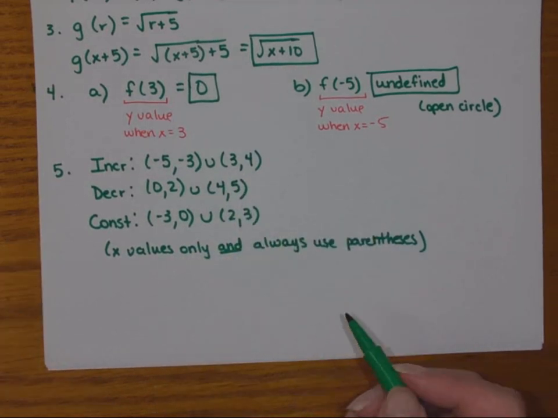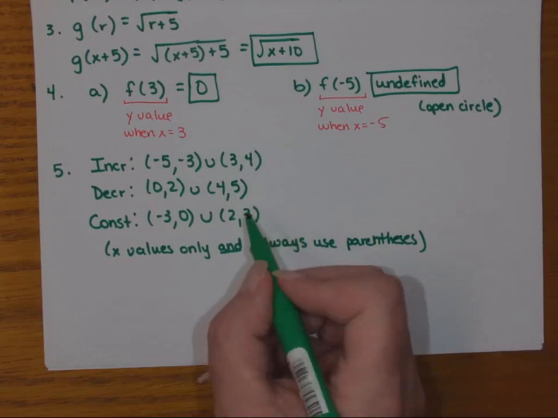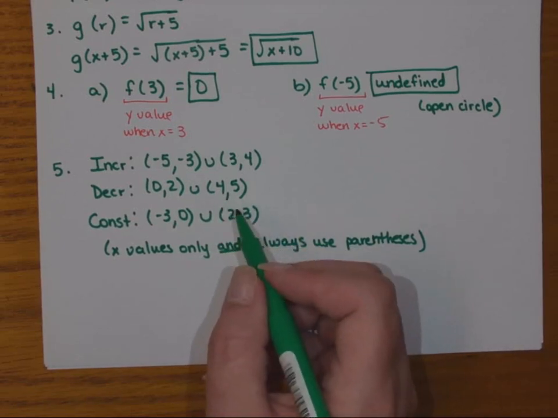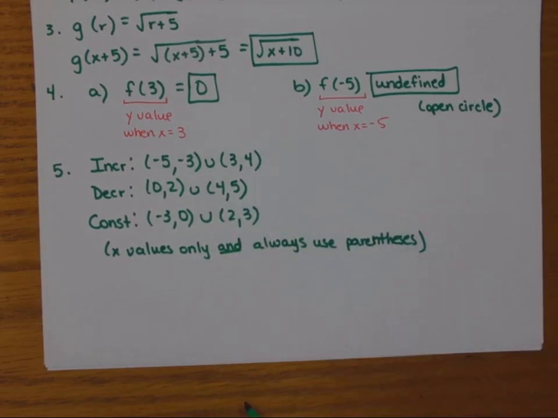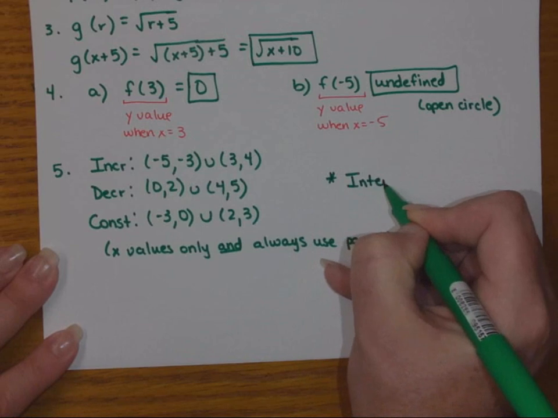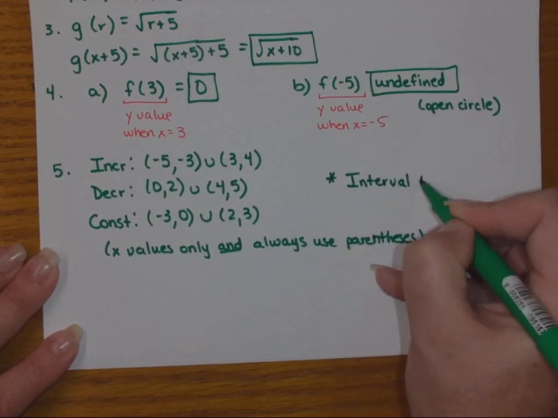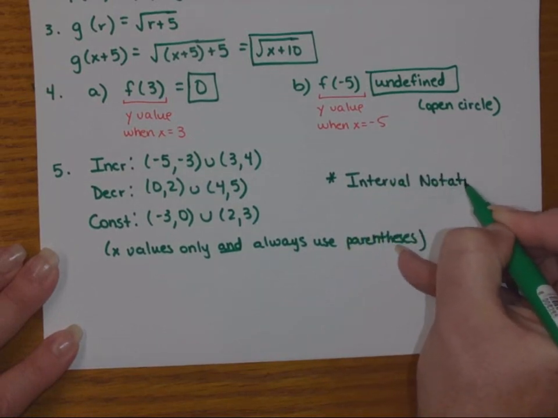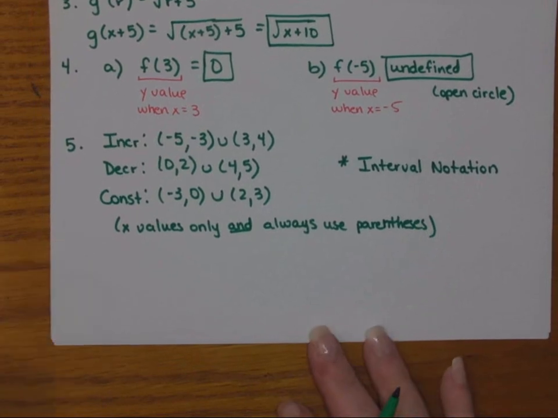Okay, so this graph, notice, doesn't go on forever and ever, but if it did, we might have like from 4 to infinity if there was an arrow forever. So make sure that you know interval notation. It's going to be really, really, really important. You're going to need to know interval notation for domain, like we had in number 1, but you're also going to need it for number 5, the increasing, decreasing, and constant type problems.